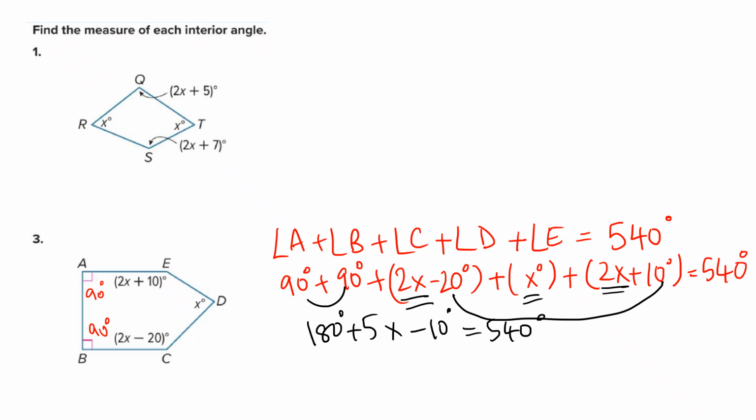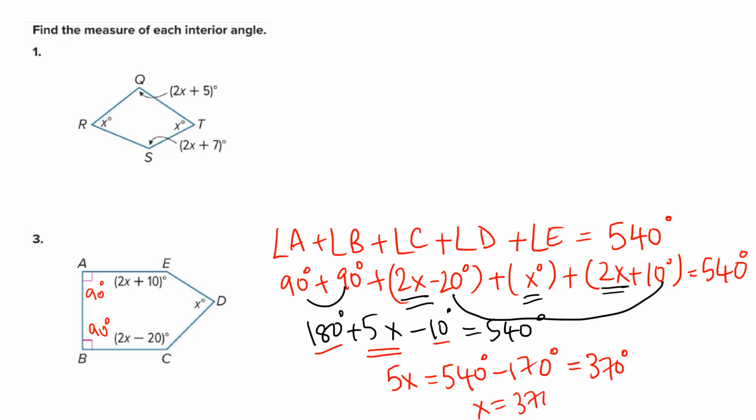Now again, let's take the like terms. So 5x I'm going to keep here. 180 and minus 10 will give you 170. When it goes on the other side, it will subtract. So we are going to subtract 540 minus 170. So this is going to give us 370. And now to get my x, I'm going to divide 370 by 5. So x is 74 degrees for this question.